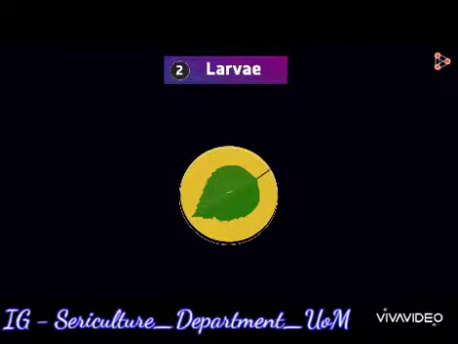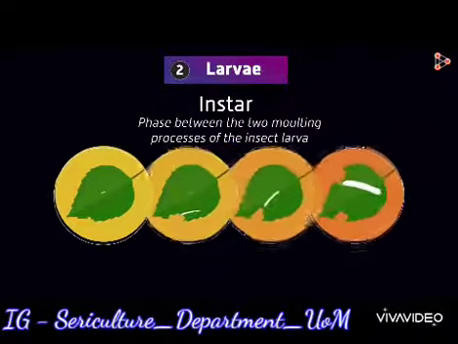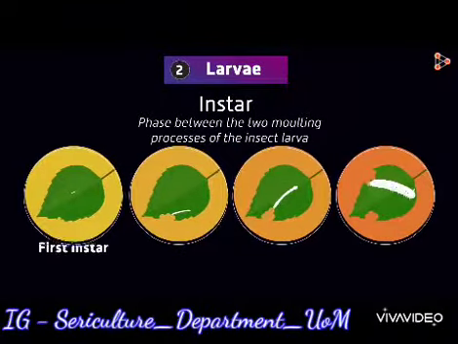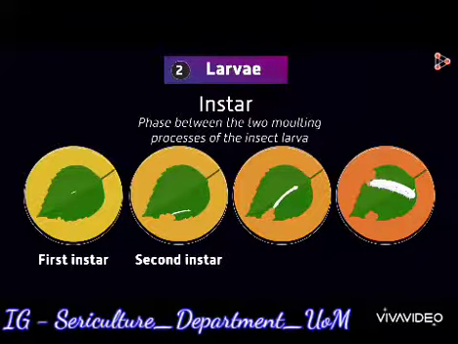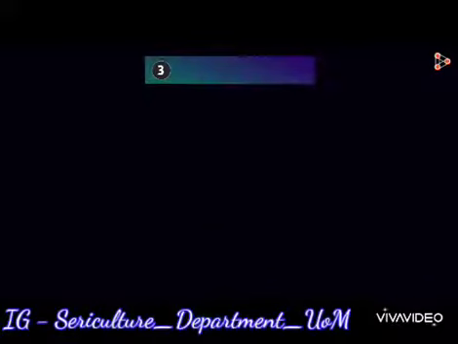The stages are called instar. In literal terms, instar means the phase between the two molting processes of the insect larva. So in this case, we can say the larvae grow into first instar, second instar, third instar, and so on till they feed themselves enough. Once the larvae are content with the amount of food consumed, that is the leaves, they enter the next stage.